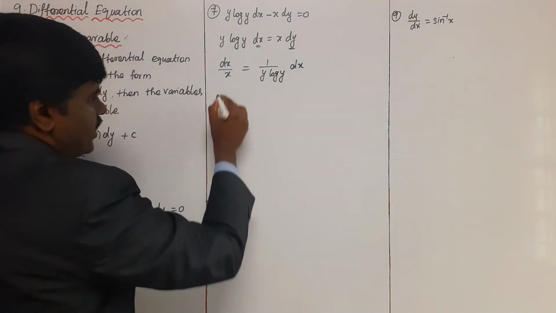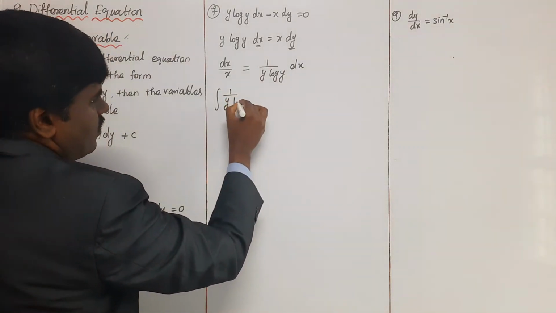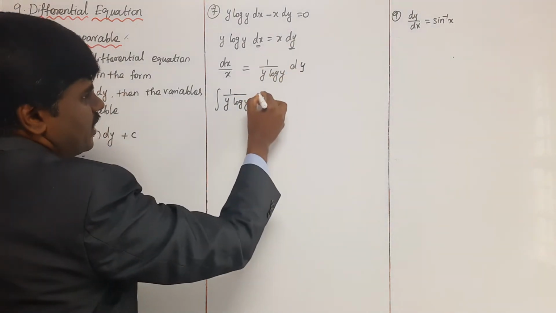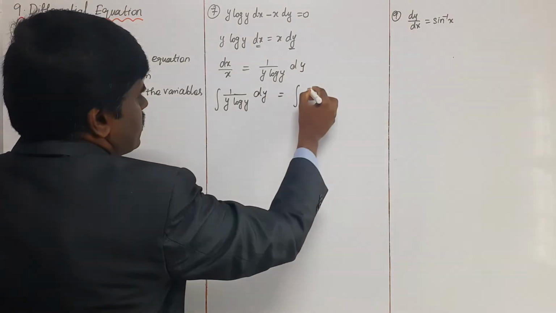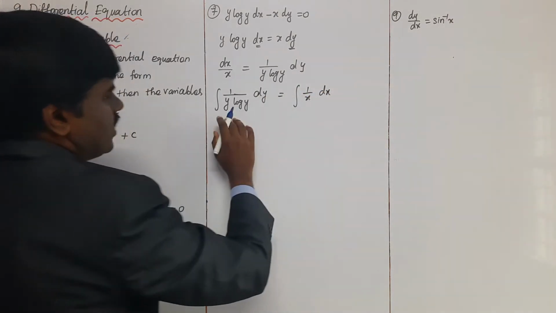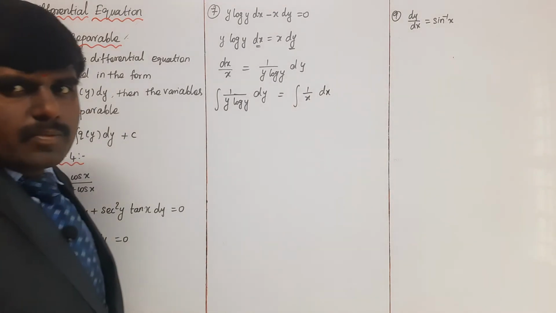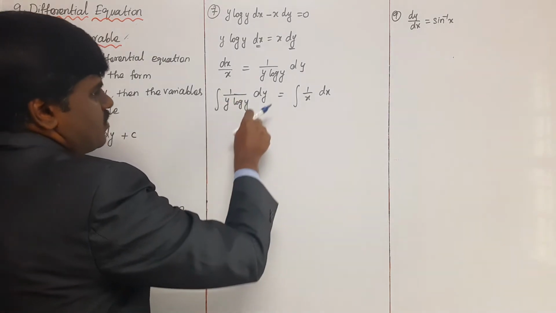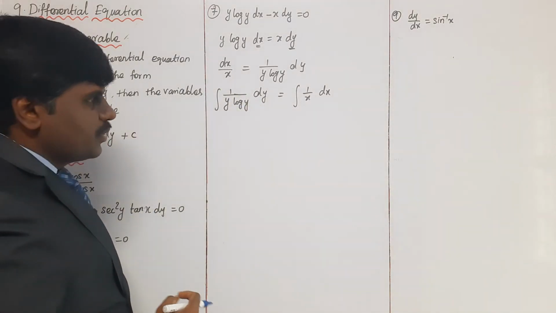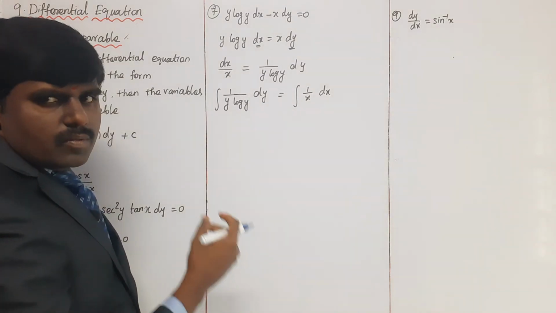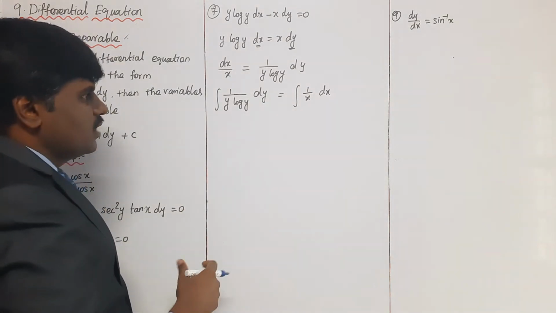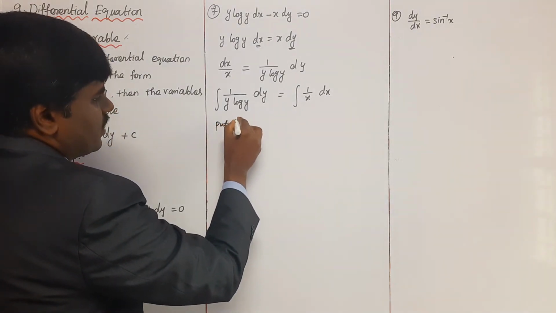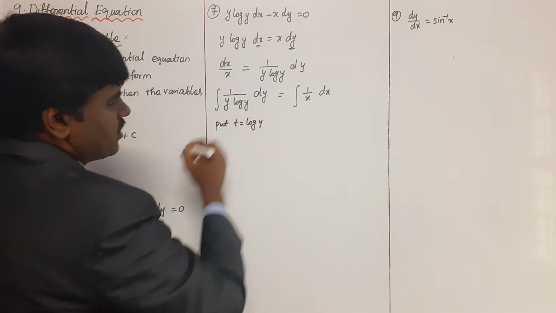Now we have to integrate. The integration of 1 by y log y dy is equal to the integration of 1 by x dx. Is that clear? The left hand side is in terms of y, the right hand side in terms of x. Now I am using the substitution method. I will choose one function so that its differentiation gives another function. So I put t is equal to log y.